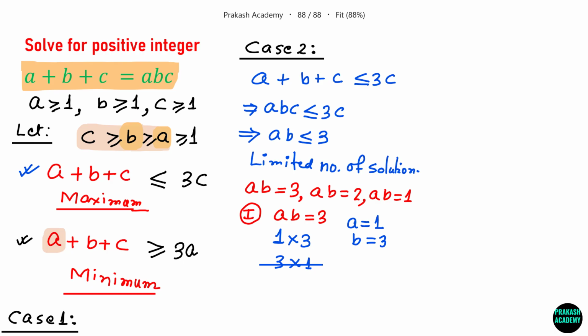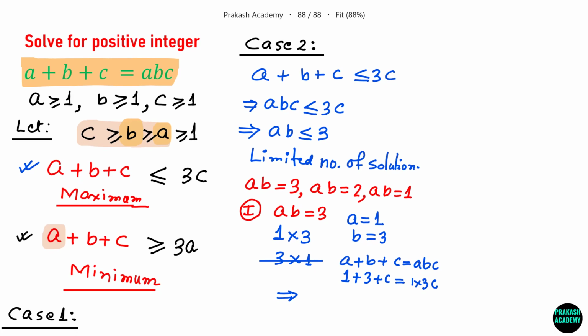Then what will we see? You can use the original equation, that is A plus B plus C equals ABC. This means A equals 1, B equals 3, so 1 plus 3 plus C equals 1 into 3 into C. From here you can say that 4 plus C equals 3C. So this means 4 equals 2C. This means C equals 2. So in this case you got a solution, that is A equals 1, B equals 3 and C equals 2.